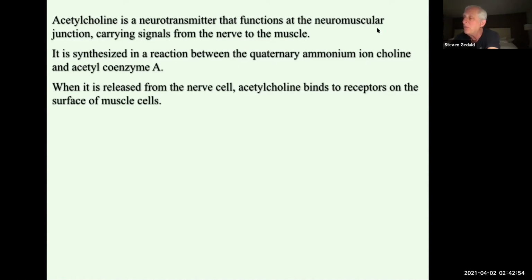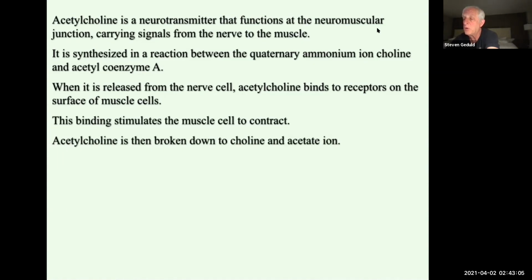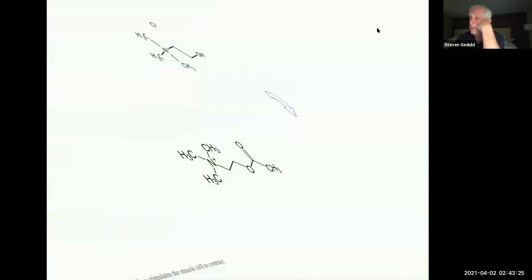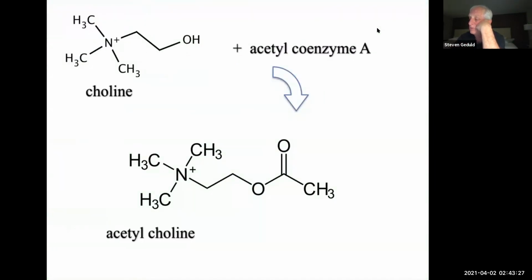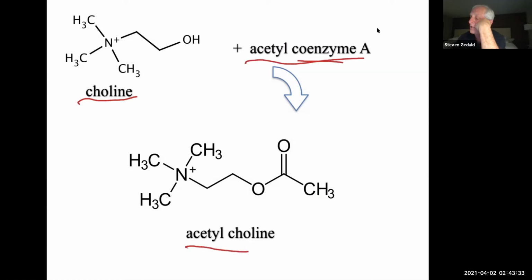When it's released from the nerve cell, acetylcholine binds to receptors on the surface of the muscle cell. When it binds, it stimulates the muscle to contract. Acetylcholine is then broken down to choline and acetate ion. So the acetylcholine gets released by the nerve, travels across to the muscle, binds to the muscle, causes that muscle to contract, and then it gets broken down after that. That's how the transmission works across the junction. So this is choline, and choline and acetyl coenzyme A react to produce acetylcholine.